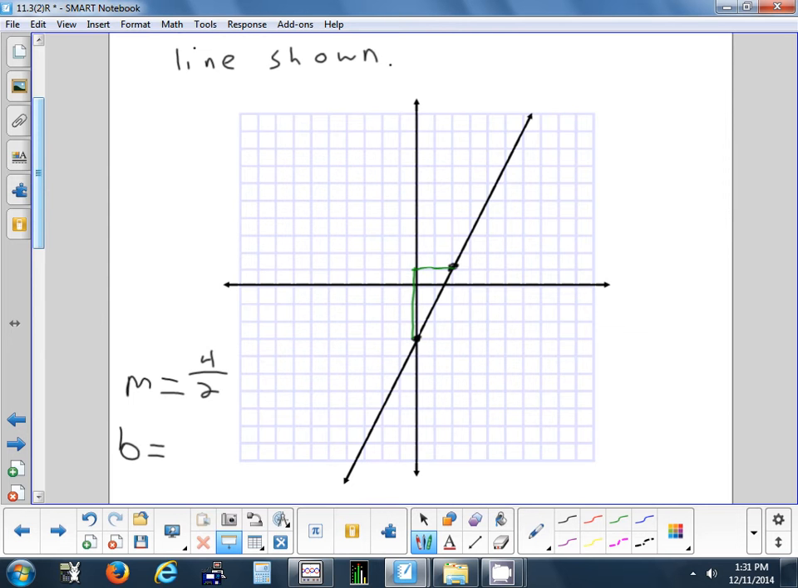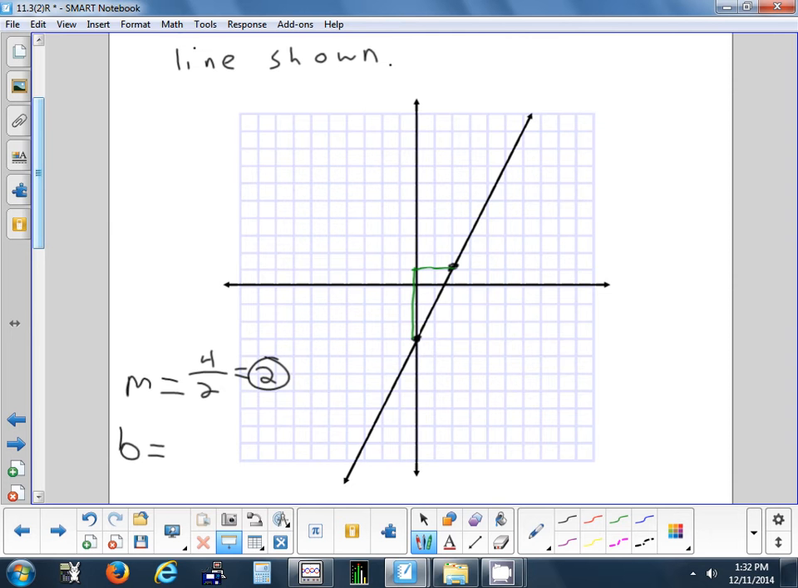Now, which direction did we go for the rise? Did we go up or down? Is up a positive or a negative? Positive. Then for the run, which way did we go? To the right. Is right positive or negative? It's positive. So what does that come out to for a slope? 4 divided by 2. 2. Good.